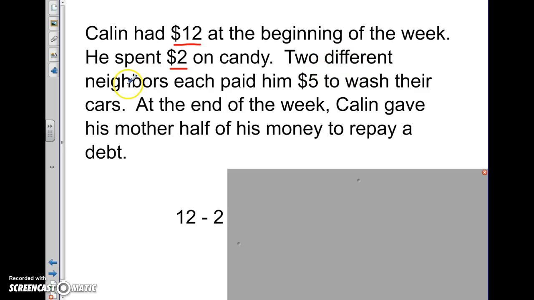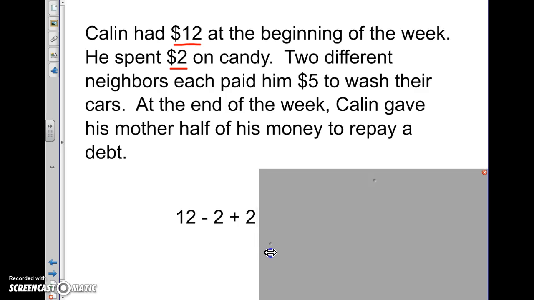On two different neighbors, each paid him $5 to wash their cars. So we know that he has, and he's getting paid, which means, is he adding or subtracting money from his total? He is adding money, right? If you're getting paid, the amount of money that you have is getting larger. So we are going to now add money.